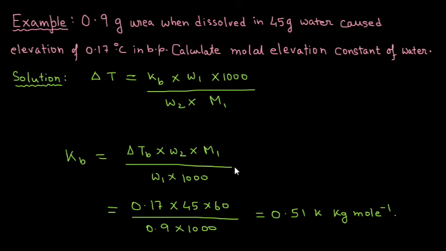Delta Tb is equal to Kb multiplied by W2 multiplied by 1000 upon W1 multiplied by M2. So Kb is equal to delta Tb multiply by W1 multiply by M2 upon W2 multiply by 1000. Putting the values, we get 0.17 multiply by 45 multiply by 60 upon 0.9 multiply by 1000. So 0.51 kg per mole.